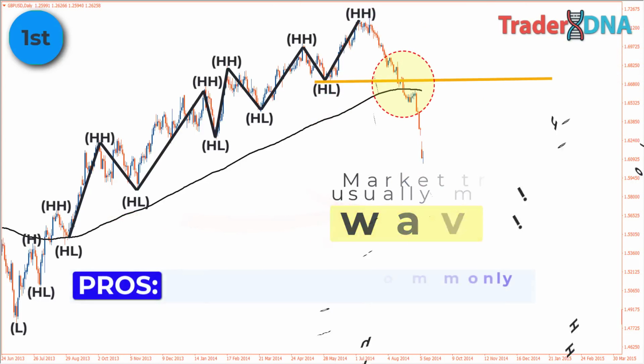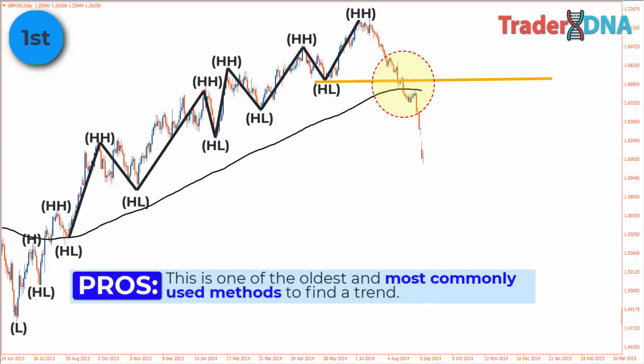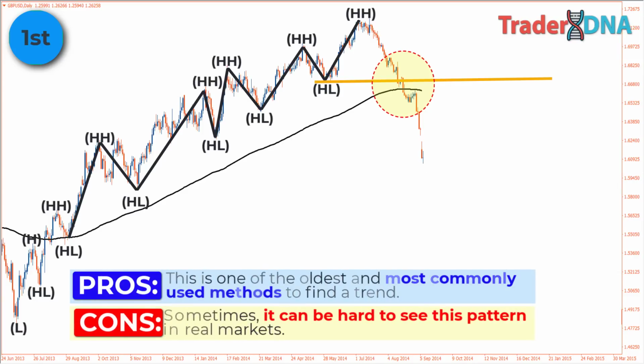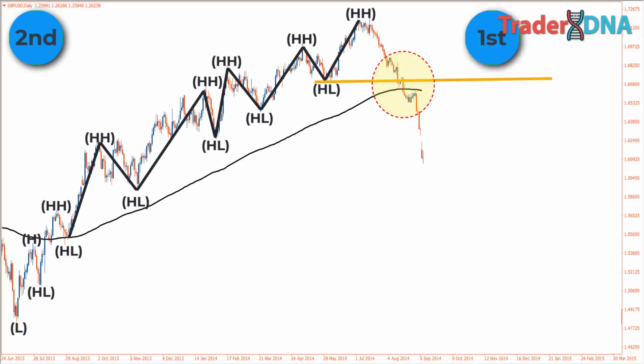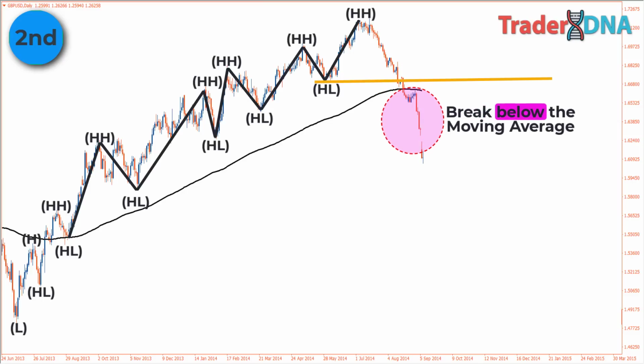Pros. This is one of the oldest and most commonly used methods to find a trend. Cons. Sometimes, it can be hard to see this pattern in real markets. We'll talk more about how this pattern finishes in a bit. Second, wait for a break above or below a moving average. You can also use moving averages to help you see when a trend might be changing direction.